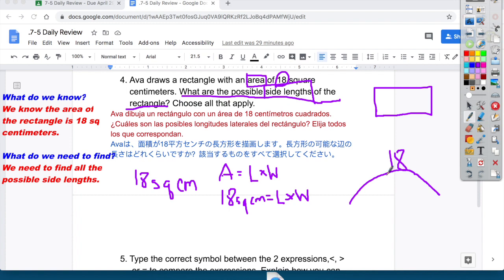So we're going to start with 1 and 18. We're going to do our factor rainbow. 1 times 18 equals 18. 1 multiplicado con 18 te va a dar 18.